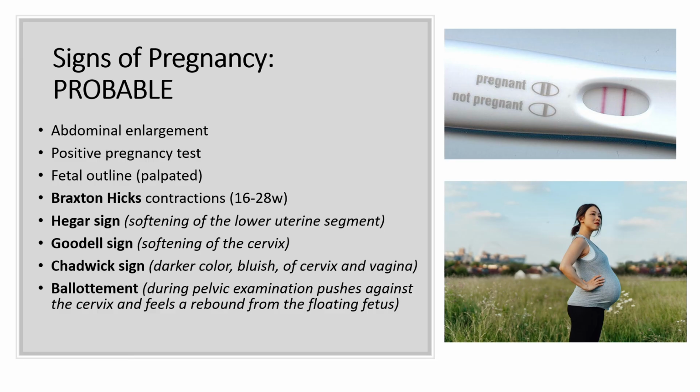Chadwick sign is when you have a bluish, darker color in the cervix and the vagina as part of your assessment. This is a probable sign that the patient is pregnant. When you think about Chadwick, think about bruising. Chad is a bully, he's beating you up and causing trauma or bruising to your body. So Chadwick: bluish, darkish changing of the cervix and the vagina.